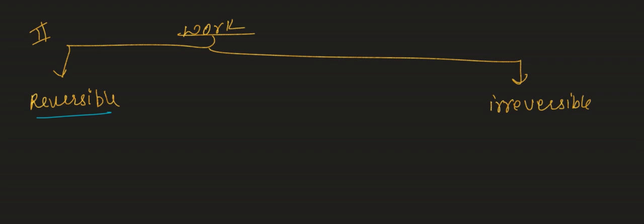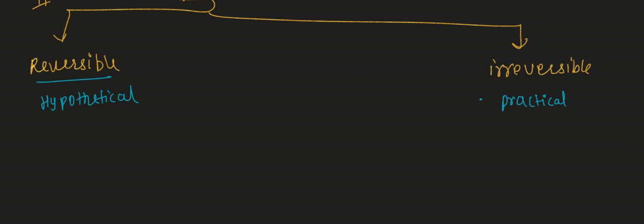Actually, reversible work done is a hypothetical concept, whereas irreversible is a practical concept. That means in reality, irreversible work is what happens. So if sometimes in questions they don't specify whether reversible or irreversible and just ask you to find the work done, then you have to go with the irreversible work done, because out of the two, irreversible is the practical one.